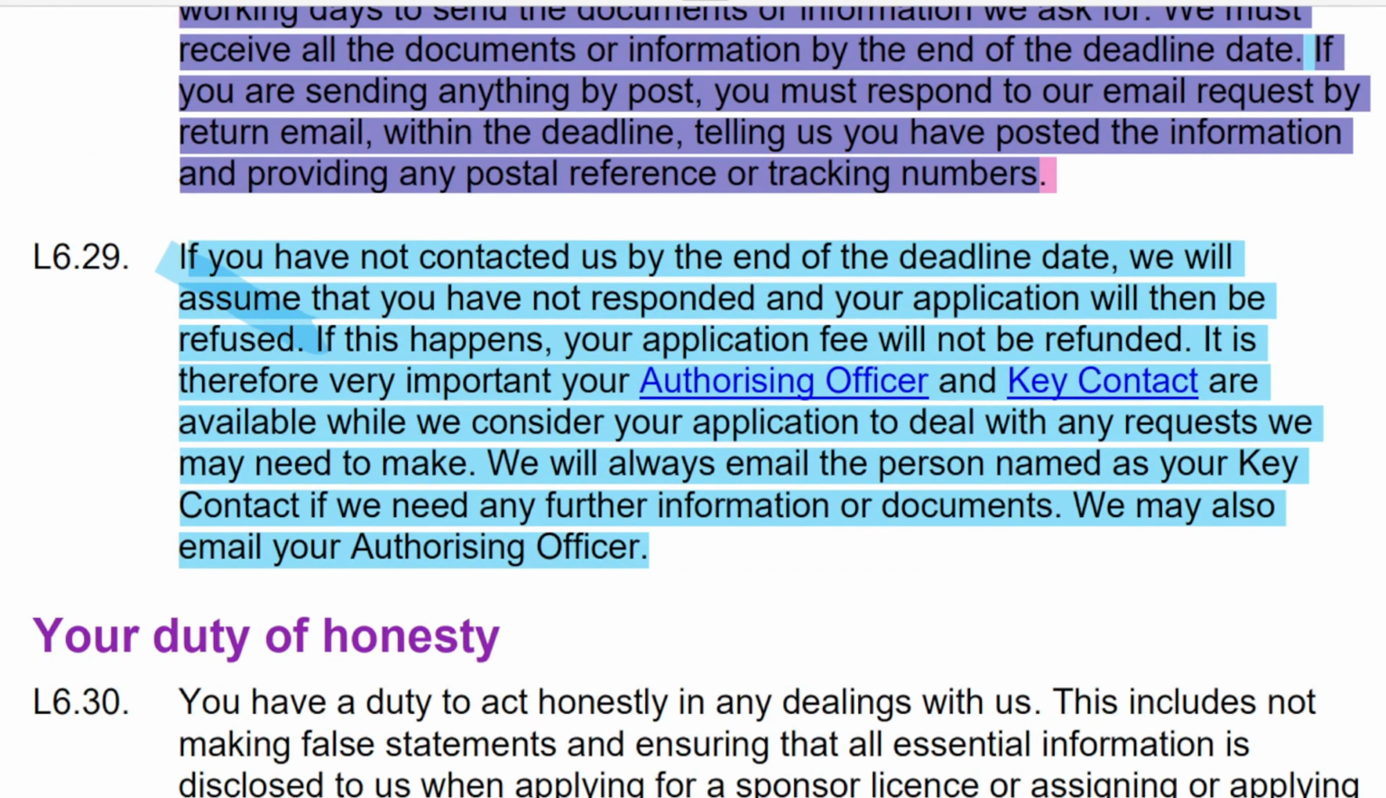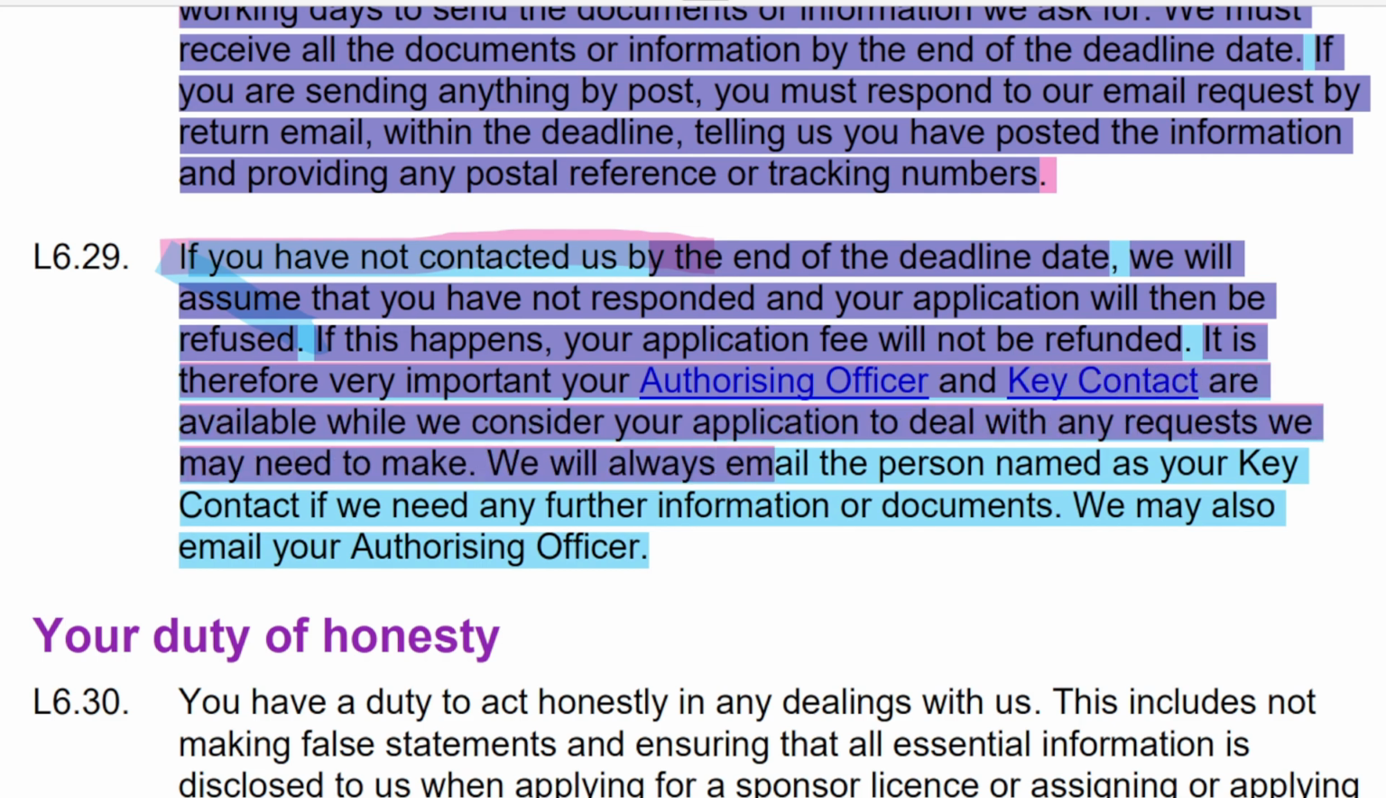L629. If you have not contacted us by the deadline, we will assume that you have not responded and your application will then be refused. If this happens, your application fees will not be refunded. It is therefore very important that your authorising officer and key contacts are available while we consider your application, to deal with any request we may need.